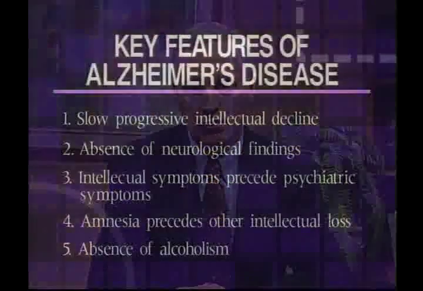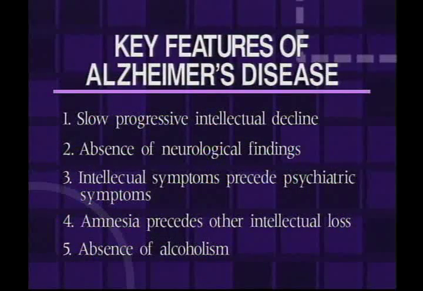First of all, we know that Alzheimer's disease is slow, progressive intellectual decline over a period of years. Typically, the Alzheimer patient does not demonstrate focal neurological findings. Usually, in Alzheimer's disease, intellectual symptoms precede the psychiatric symptoms, and amnesia seems to be the first symptom that you see. As well, you must demonstrate that the patient was not an alcoholic, did not have a past history of alcoholism. Otherwise, it's not fair to say that the dementia is not necessarily caused by alcohol abuse.